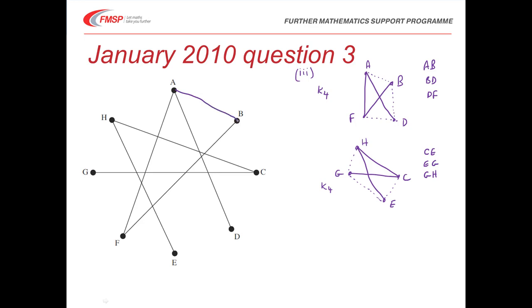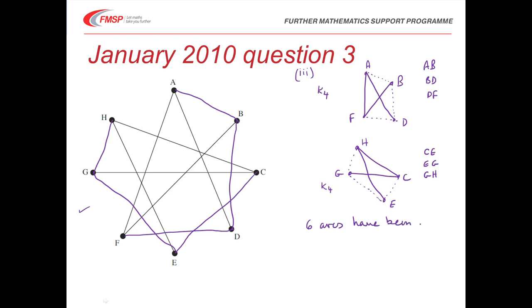So let's do it. AB, BD, DF, CE, EG and GH. And I must say, given the graph on the left looks quite complicated, I'm glad I thought about it first. This scores another mark, but don't forget there was another part of the question which says give the number of arcs which you have added. So I better state that as well. 6 arcs have been added. And that assures me of the third mark for that part of the question.